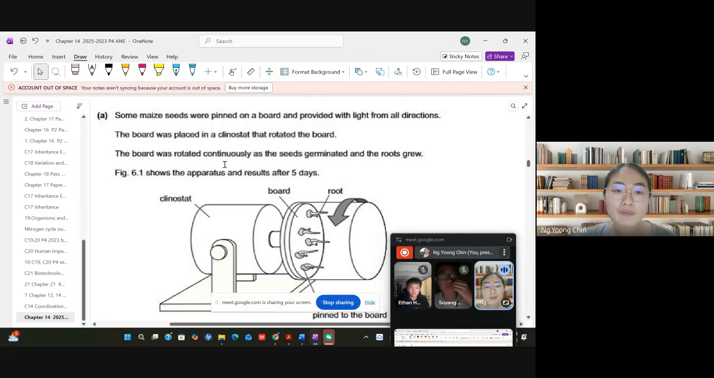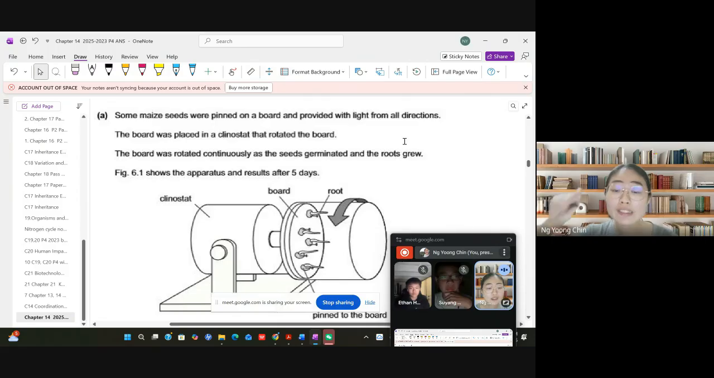Okay, see, what do they show? The mung bean seeds were pinned on the boards and provided with light from all directions, and then placed in the clinostat. You know what's meant by clinostat? It's equipment to rotate the board. Later the board was rotated continuously, and the seeds germinated and the roots grew. Okay, we'll talk about this one.